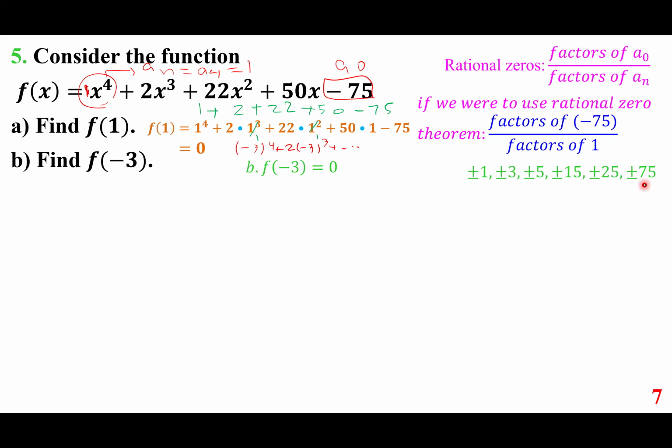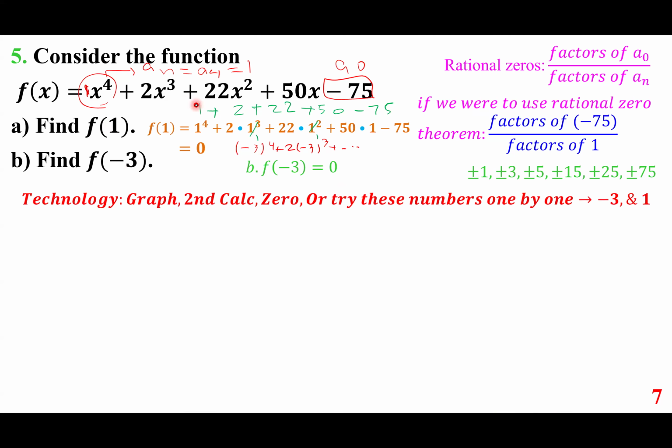And since this is degree 4, and we already have 2 of them, if nothing is given to us, we can multiply x minus 1 and x plus 3, divide this one by it, and find the rest. We can do that. But that's not what we want to do here. As far as technology is concerned, you can graph it and use the calculator's zero feature, or try these numbers one by one. You can plug in and you see that they give you 0.